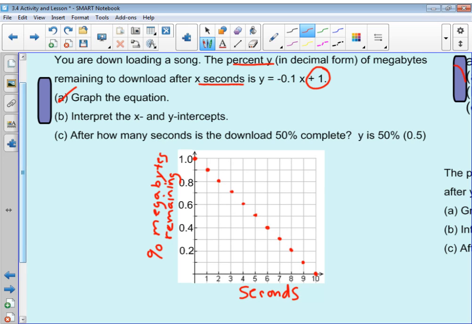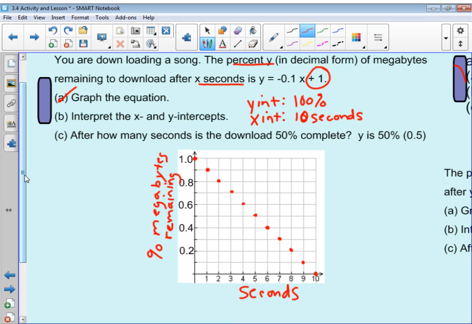Interpret the X and Y intercepts. Well, our Y-intercept is 100%. And our X-intercept is 10, and that would be seconds. So it's going to take us 10 seconds to download those megabytes.